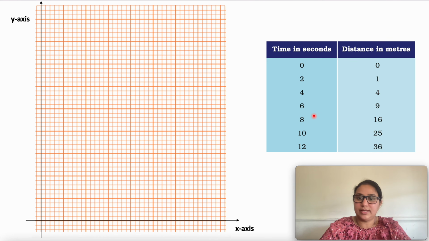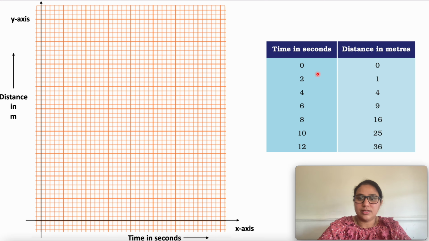Time is an independent quantity and distance is dependent on time. So independent quantities we always plot on the x-axis. That means time in seconds is on the x-axis and distance in meters is along the y-axis. Before plotting the graph, first we need to fix the scale.